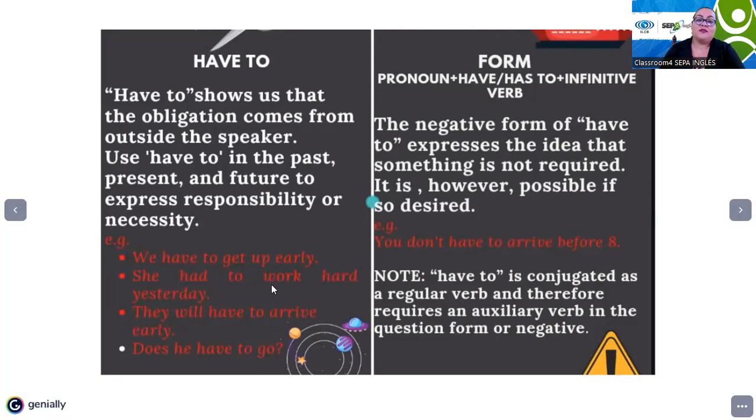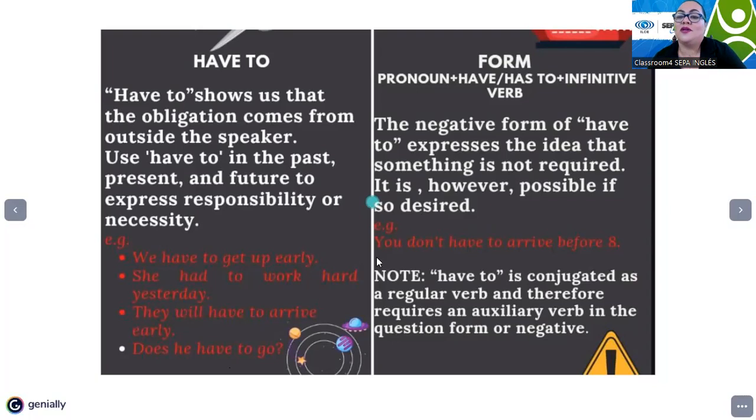She had to work hard yesterday. Ella tuvo que trabajar muy duro ayer. They will have to arrive early. Ellos tendrán que llegar temprano. Does he have to go? Tiene que ir él.